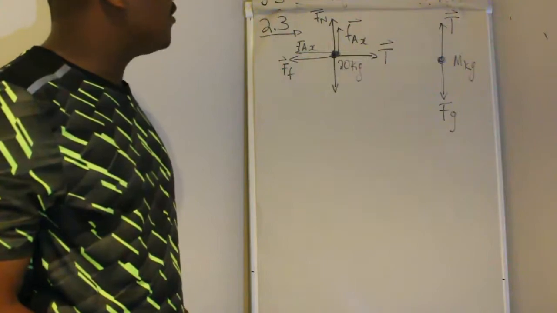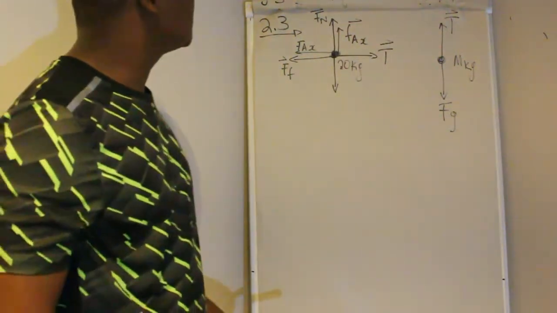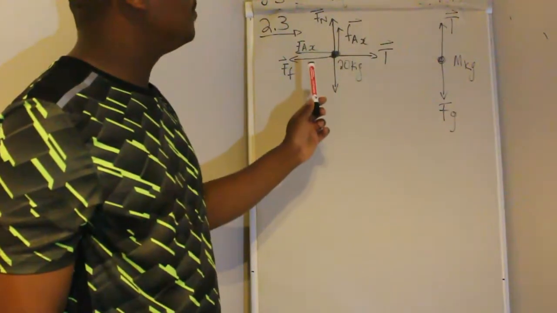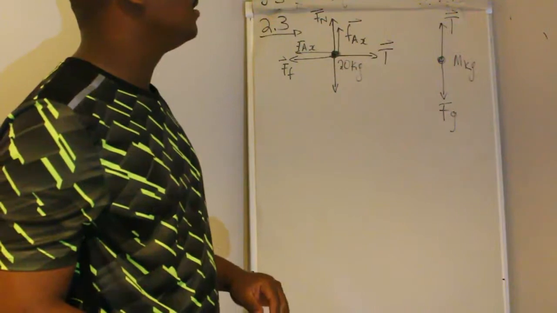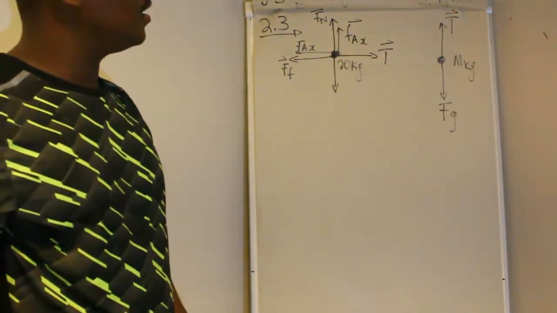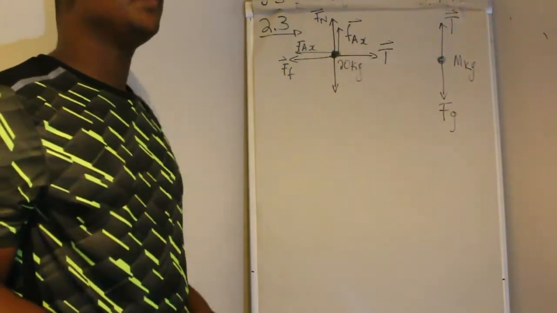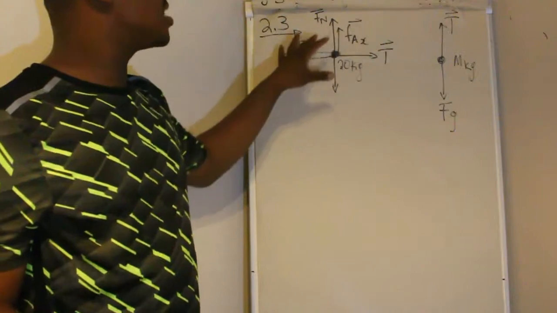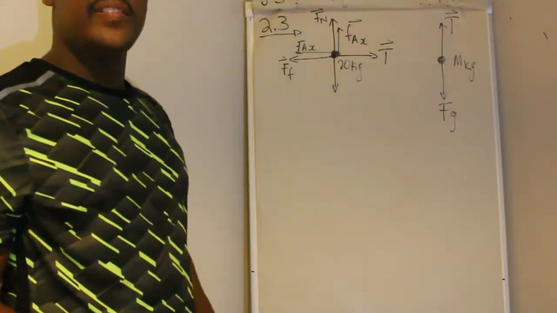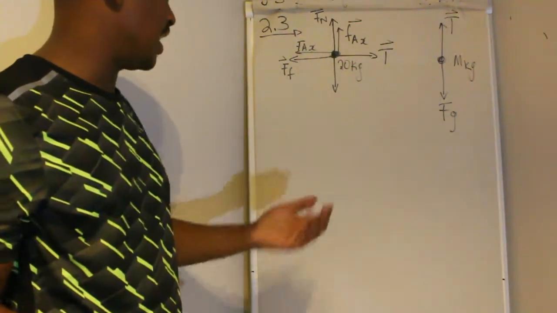Okay, so I've redrawn this diagram. What you can see here is the free body diagram for the 20 kg block, and that is the free body diagram for the m kg block. We want to find the mass of this unit. I've explained how we arrived at these free body diagrams in the previous video, so there's no need for me to do that again.